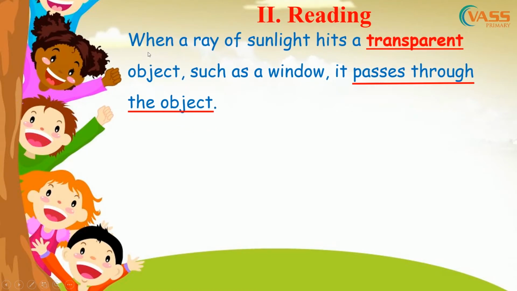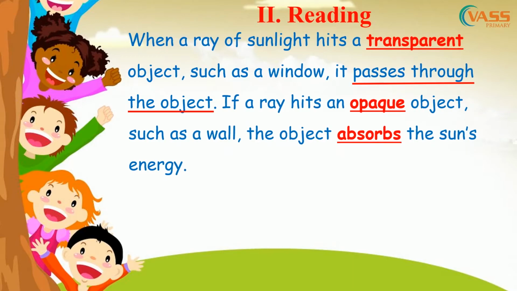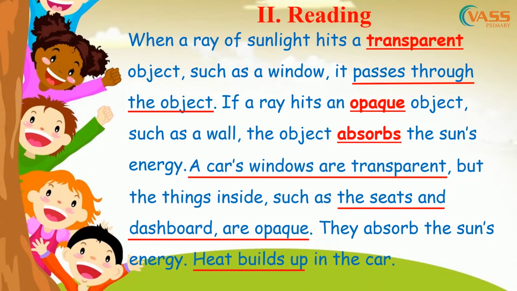Let's read together. When a ray of sunlight hits a transparent object, such as a window, it passes through the object. If a ray hits an opaque object, such as a wall, the object absorbs the sun's energy. A car's windows are transparent, but the things inside, such as the seats and dashboard, are opaque. They absorb the sun's energy. Heat builds up in the car.